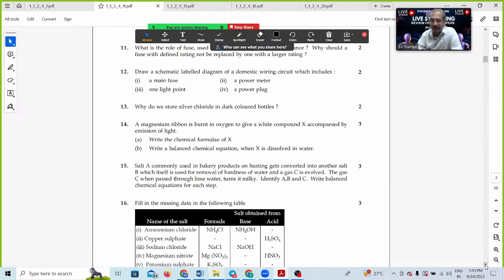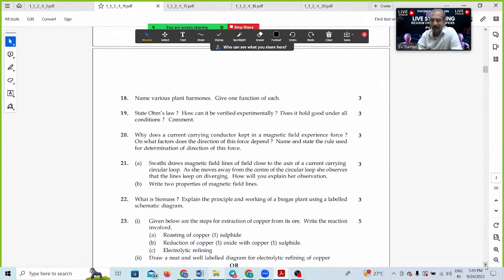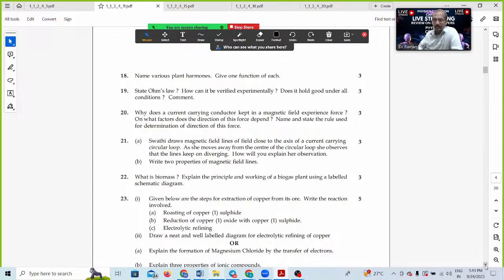Any other 3 marks questions? We will see that. State Ohm's law. How can it be verified experimentally? Does it hold good under all conditions? Comment. So this question you can see. What is Ohm's law? The relation between electric current, electric potential and resistance, we call it Ohm's law, V, I, R.